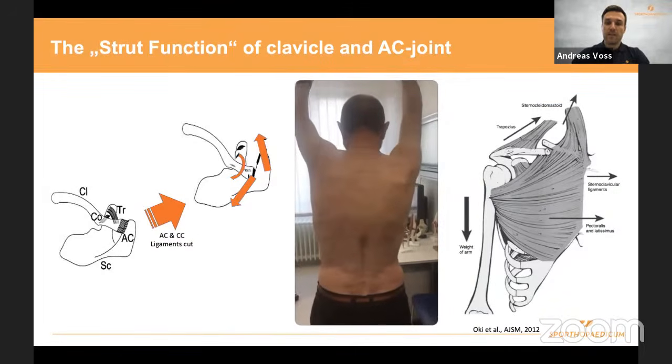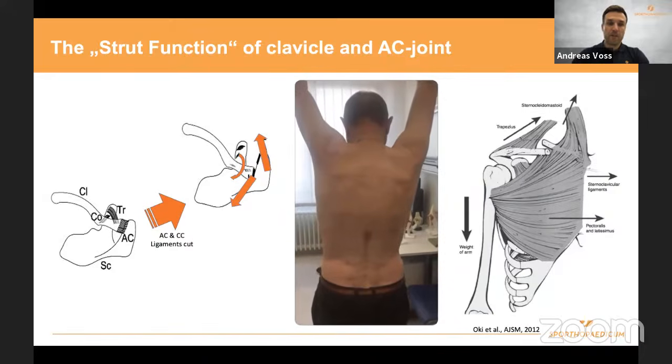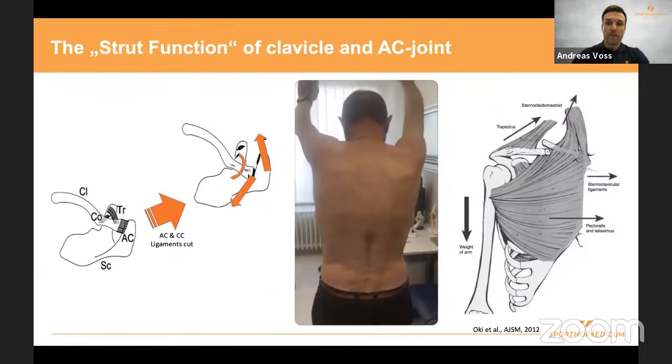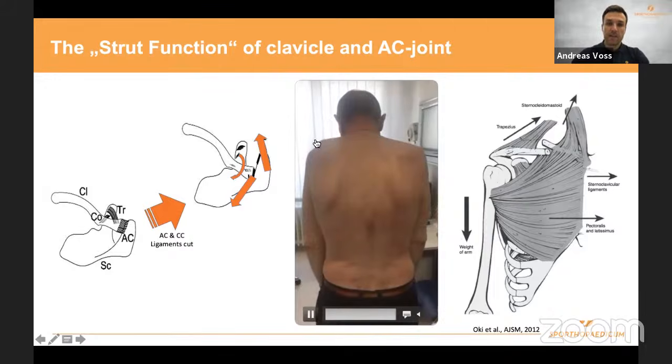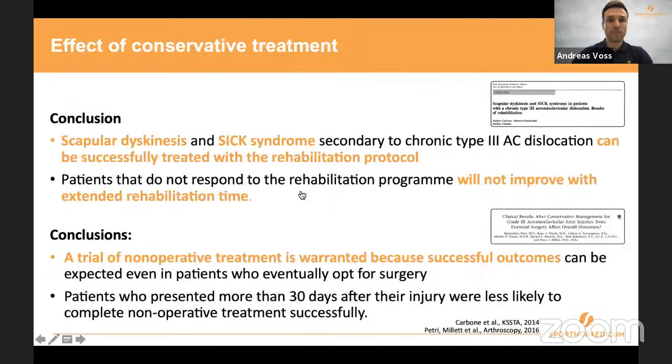And as you can see here, this is the reason why we have this scapular dyskinesia. The strut function of the clavicle to the AC joint is the most important function. And you can see here this high-grade AC joint dislocation, which basically leads to a scapular dyskinesia due to these abnormal movements in the scapulothoracic shoulder movement. Because we have all these muscles pulling on the scapula, and if you have a disconnection here at the AC joint, this will be out of rhythm and cause these problems.